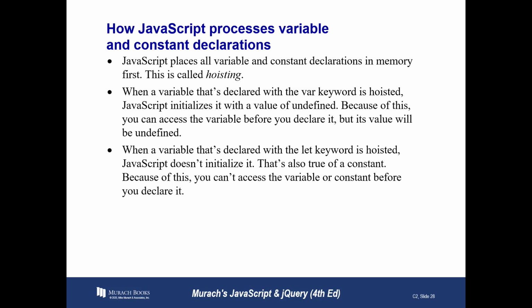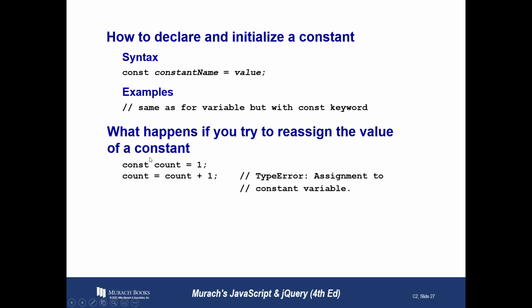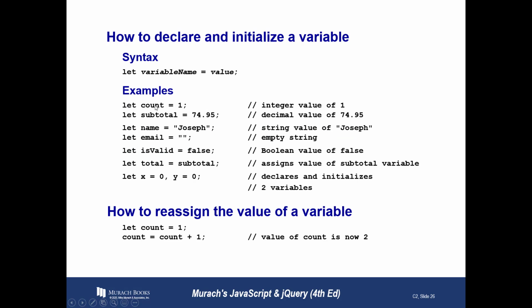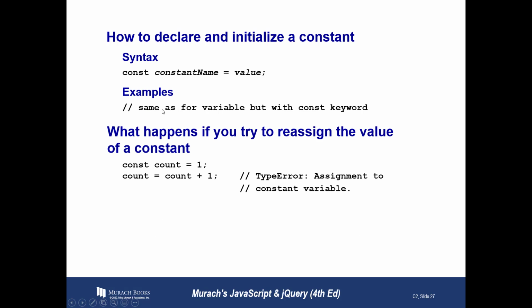When a variable that's declared with the var keyword is hoisted, JavaScript initializes it with a value of undefined. So in other words, if we had just taken this example here and just said let count, semicolon, count would have a value of undefined. You must give constants a value when you declare them.